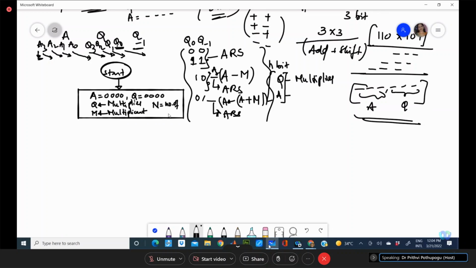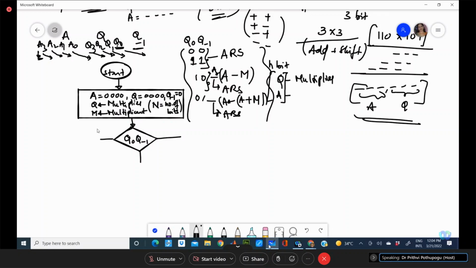Then say N is the number of bits. Here it will be 4, say. Now we need to introduce Q minus 1, which is 0. These are the initializations at the beginning. Then what you do is take the Q naught and Q minus 1 bits and check these two bits. Now we can have the branchings.